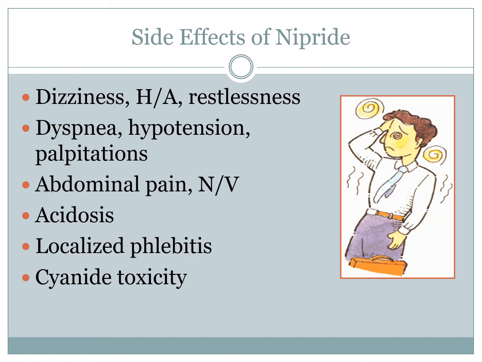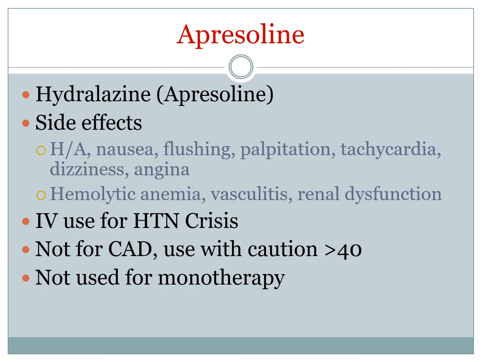So here's some more side effects of Nipride. They're all listed here. I wouldn't spend a whole lot of time with that. But here we're moving on to another medication for IV administration, and that is hydralazine. And here are some of the side effects. Certainly when you have that vasodilation, it can lead to flushing. It can lead to flushing and also tachycardia. So it is an agent that can be used intravenously for a hypertensive crisis as well.